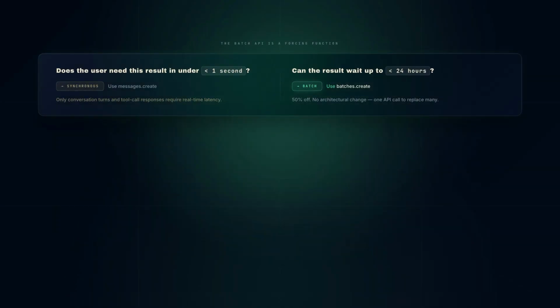The batch API is a forcing function. Any workflow you can restructure into collect, then batch, then retrieve was, by definition, running synchronously by accident rather than by necessity. The question to ask before building any AI feature: does the user need this result in under 1 second or in under 24 hours? Only the first question requires a synchronous call.